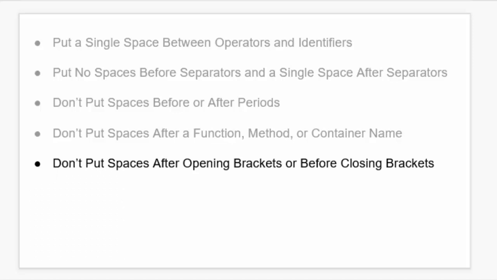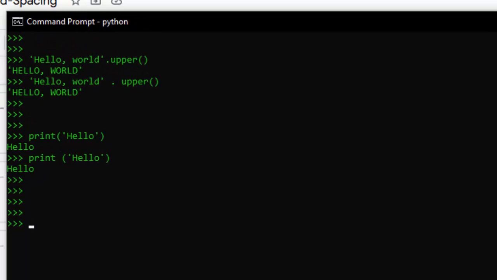Don't put spaces after opening brackets or before closing brackets. Now, when we write variable names that are lists or dictionaries and usually have some sort of opening or closing bracket, you don't want to have spaces before the opening bracket. So this is still syntactically valid, but you do want it to look like this, without anything between the list or dictionary and then the square brackets, sort of for the same reason as not putting spaces in between the function name and the opening parentheses.